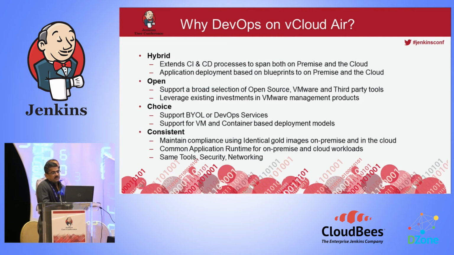And from the vCloud Air perspective, you can bring your own licenses. Or, as I said, we are working with a bunch of partners to make their products available as a service in vCloud Air, so you can consume them as services as well. And then it's consistency. The catalog sync is one example of consistency, because the gold templates that you have created are available in the cloud now without any effort. And then you're using the common runtime across both on-prem and in the cloud.